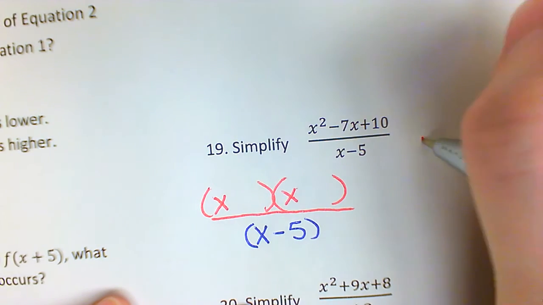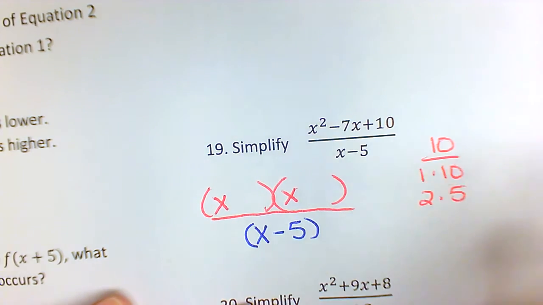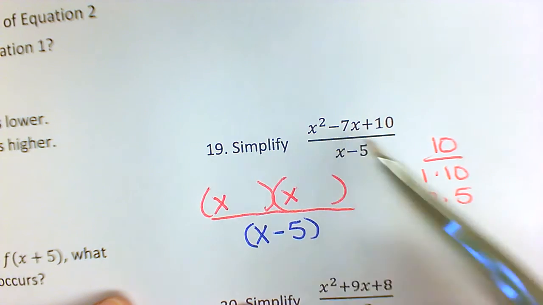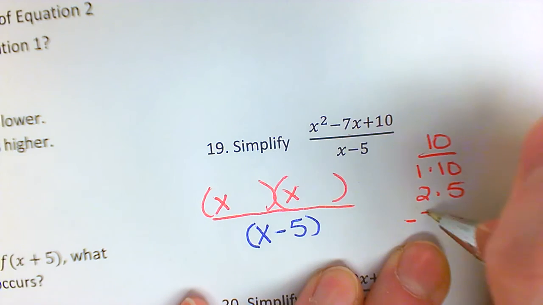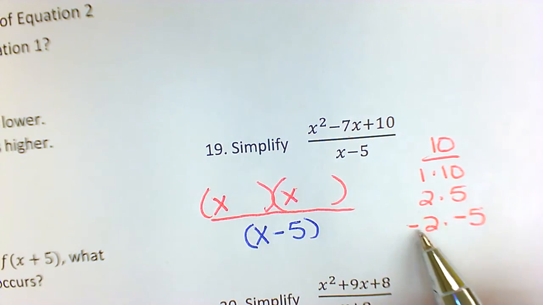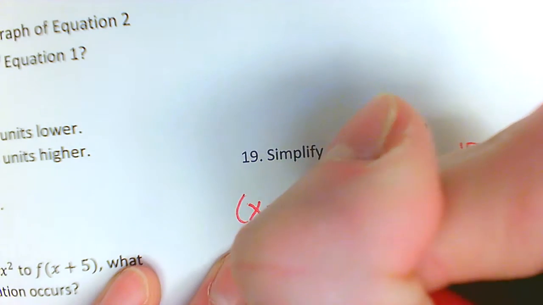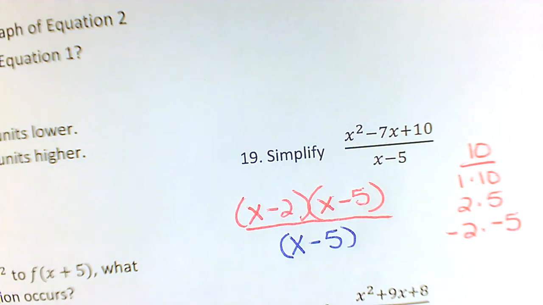I've got my x in the front. I'm going to list the factors of a positive 10, which could be 1 times 10 or 2 times 5. Those two add to give me 7, but I need a negative 7. Well, don't forget that when you have a positive constant like that, positive 10, double negatives also multiply to give you a positive 10. So this is minus 2 and minus 5.